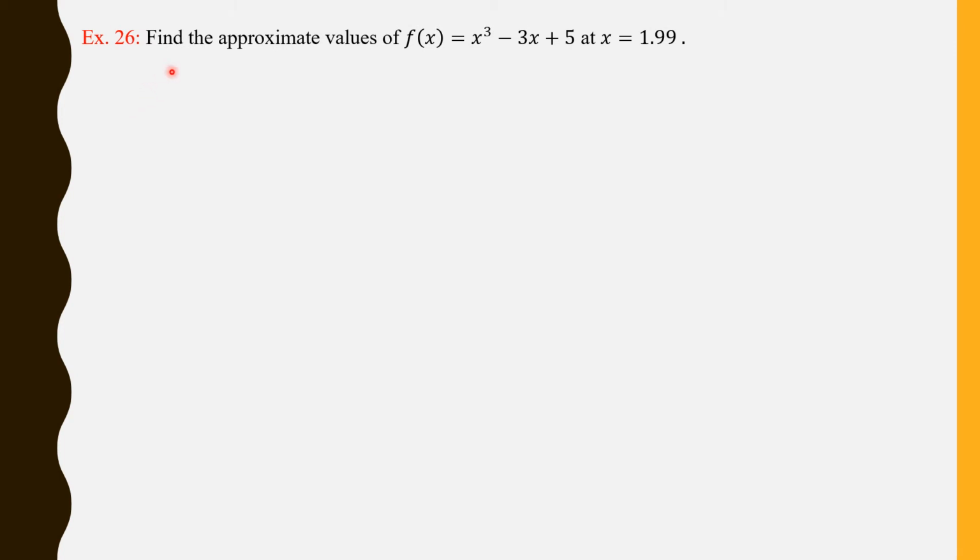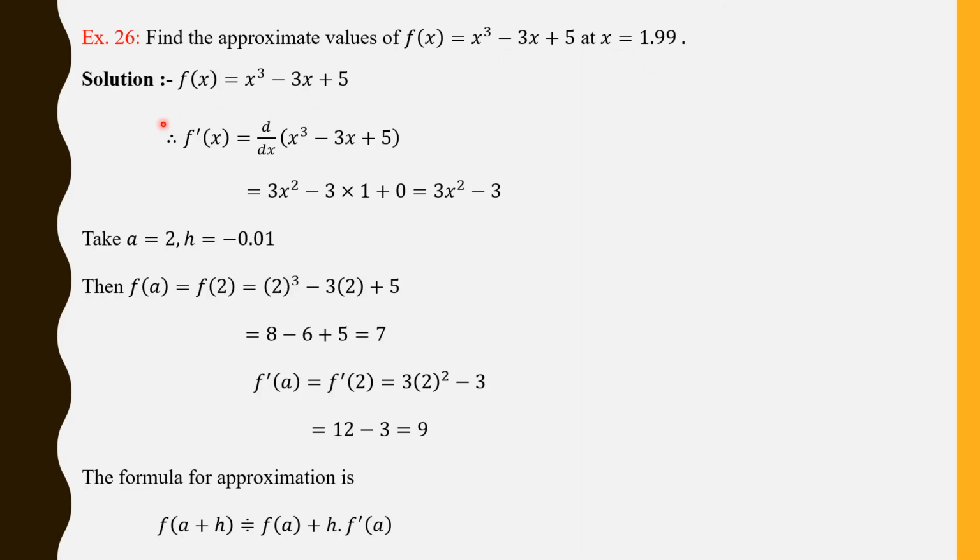Example 26. Find the approximate value of f(x) = x³ - 3x + 5 at x = 1.99. Solution. f(x) = x³ - 3x + 5. Then its derivative f'(x) = d/dx of x³ - 3x + 5. The derivative of the first term x³ is 3x². Minus 3 is a constant multiple, taken outside, derivative of x is 1. Plus 5 is a single constant term, hence its derivative is 0. Therefore, we get 3x² - 3.